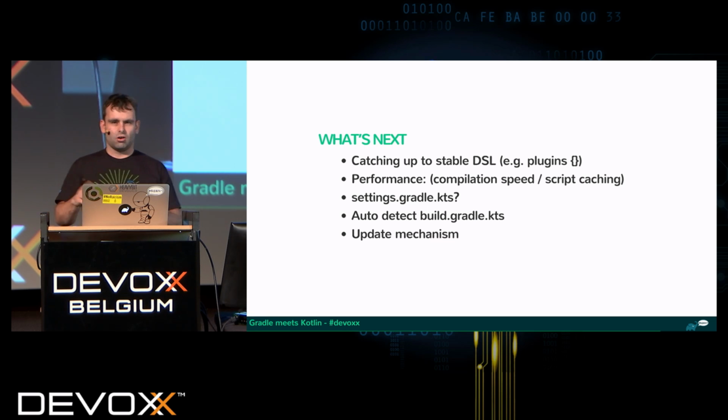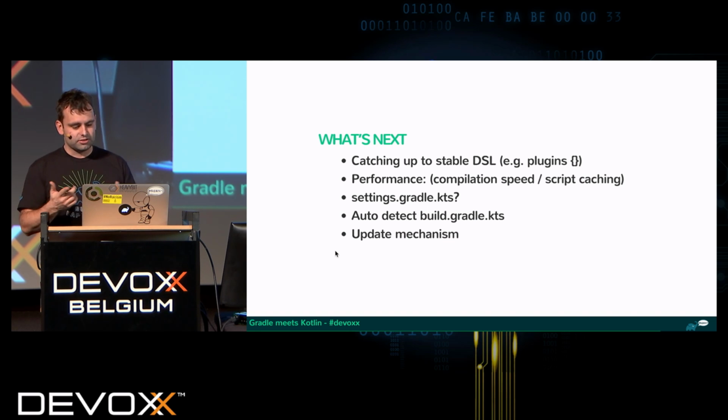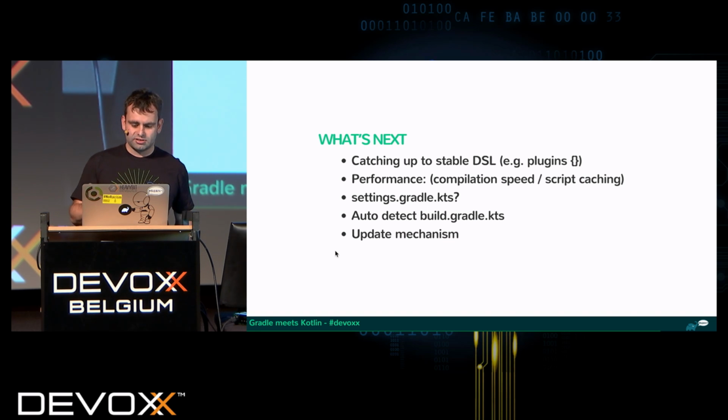One limitation we saw already in my example is that the settings.gradle file at the moment is only Groovy. We're not sure yet if there will be a settings.gradle KTS file, probably, but it's not clear how we do that. At the moment, you have to declare explicitly that your build script is build.gradle KTS and not build.gradle.